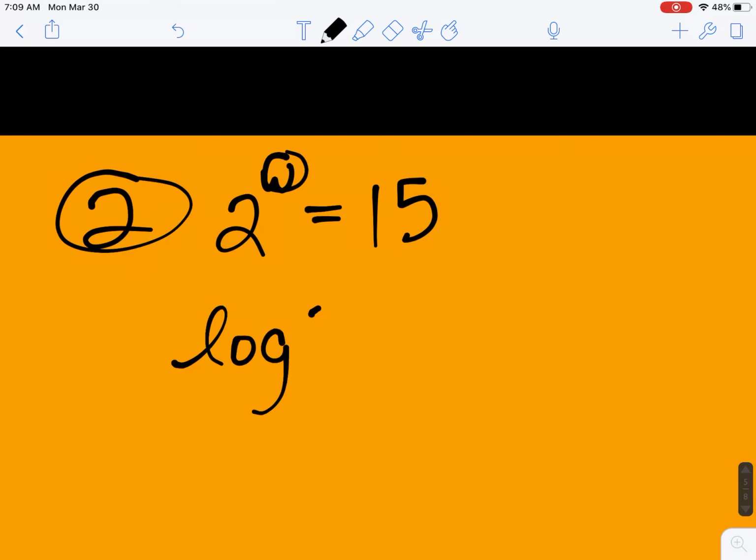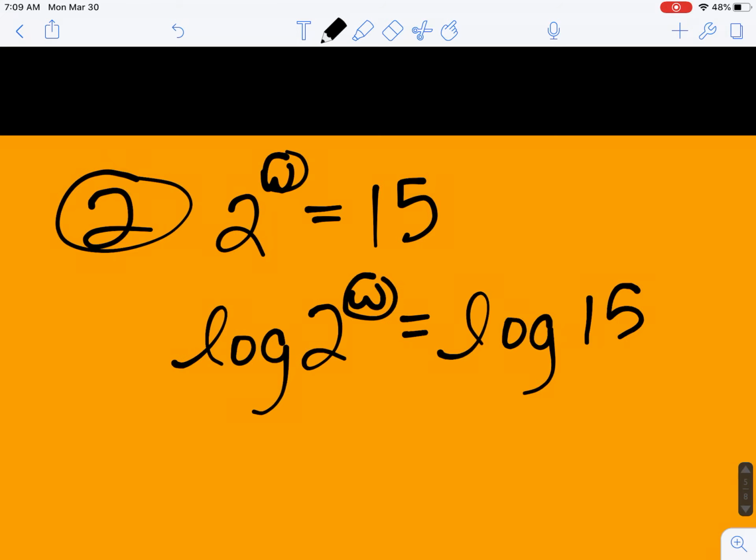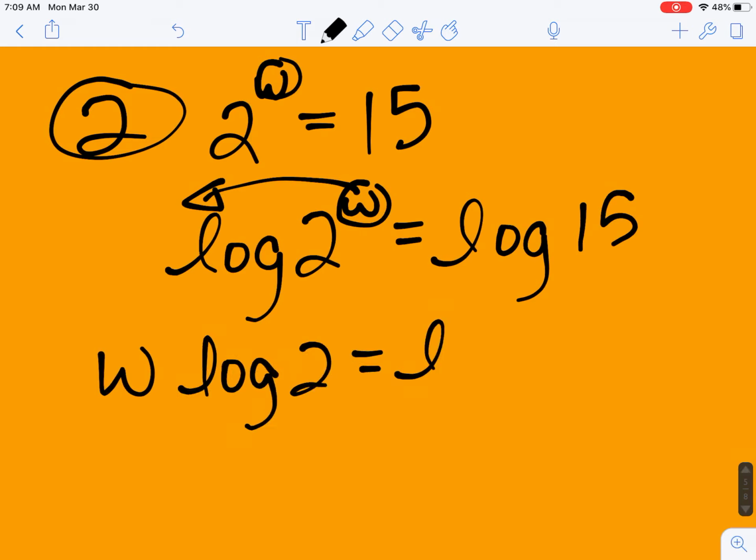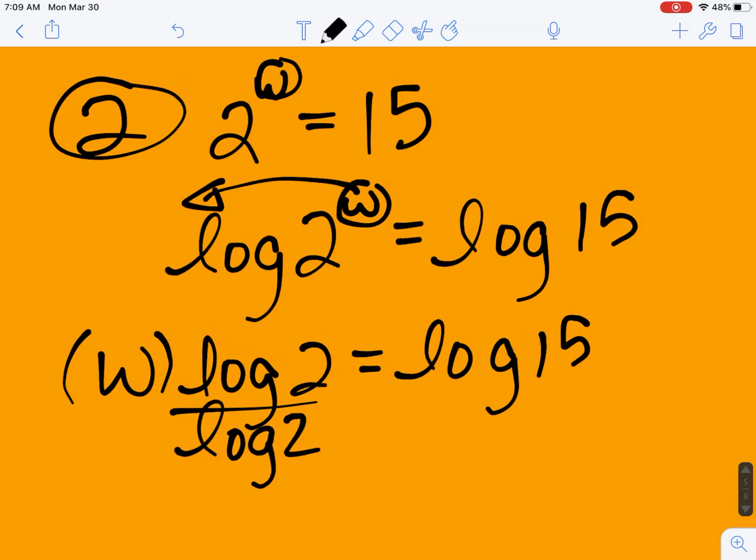So we're going to do the opposite of exponentiating, which is log both sides. So we log 2 to the w power. Don't forget to log the right. Now apply the power rule. It says you can take that exponent, put it in front of the log. The goal is to get w by itself. From our first example, we said the opposite of multiplying w times a log is to just divide that log to the other side. So we have log 15 divided by log 2.